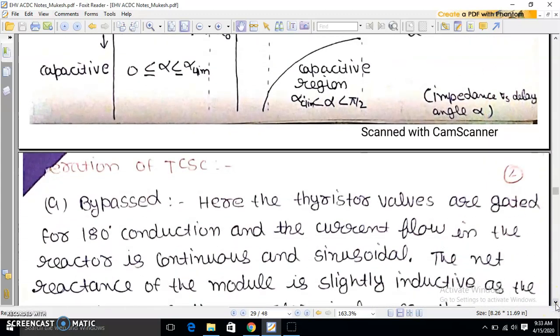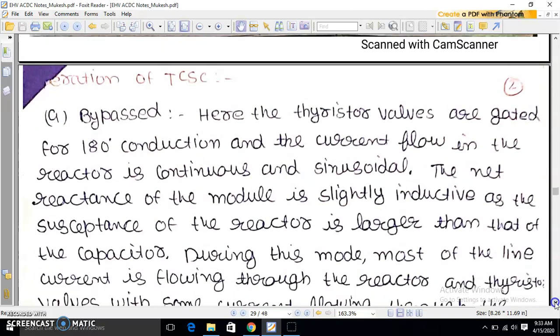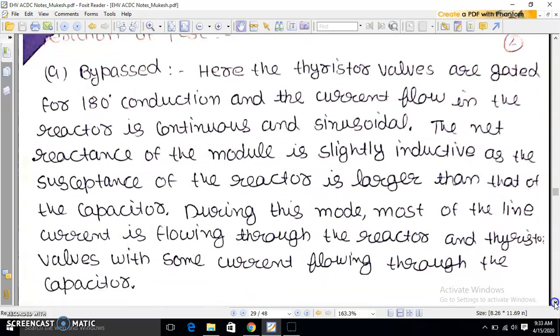In the operation of TCSC, the first one is the bypassed mode. Here the thyristor valves are gated for 180 degree conduction and the current flow in the reactor is continuous and sinusoidal. The net reactance of the module is slightly inductive as the susceptance of the reactor is larger than that of the capacitor. During this mode, most of the line current is flowing through the reactor and thyristor valves with some current flowing through the capacitor.